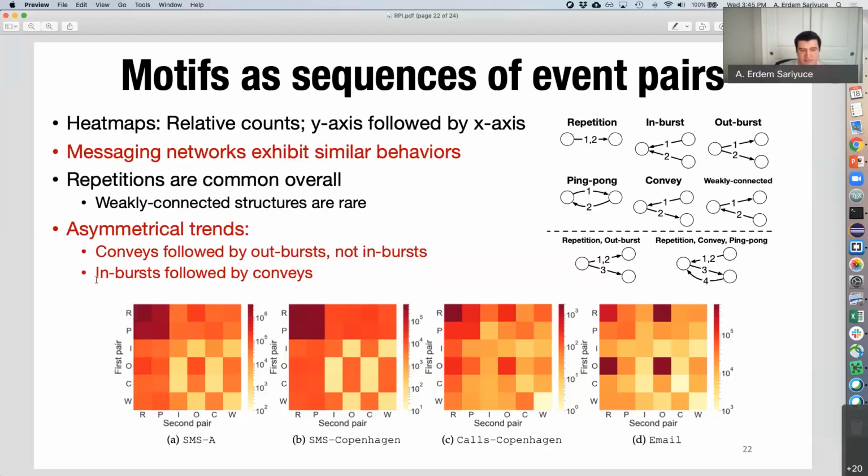If you look at the row C, you see the outburst is always darker than the inburst in all networks. Another thing was the inburst followed by the convey. So if you receive a message from multiple people, then it is something you are likely to convey to someone else, and which is not shown in this row, the inburst followed by the conveys, but not by the outburst, for instance. So the C cell is always darker for those two in the messaging networks.